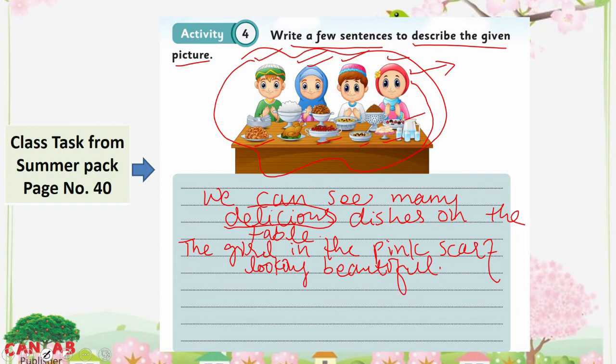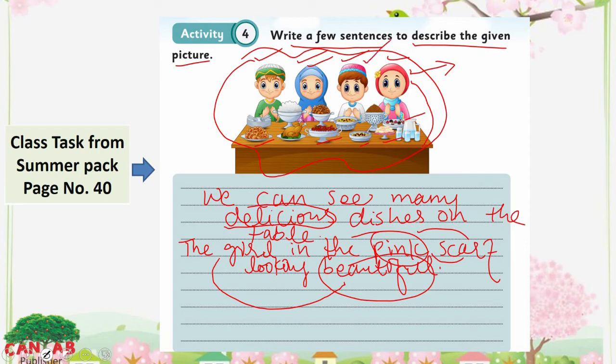Or you can simply write, the girl is wearing a pink scarf. We have 2 adjectives in this sentence, pink and beautiful. The word pink is describing the scarf here. And the word beautiful is describing girl here.